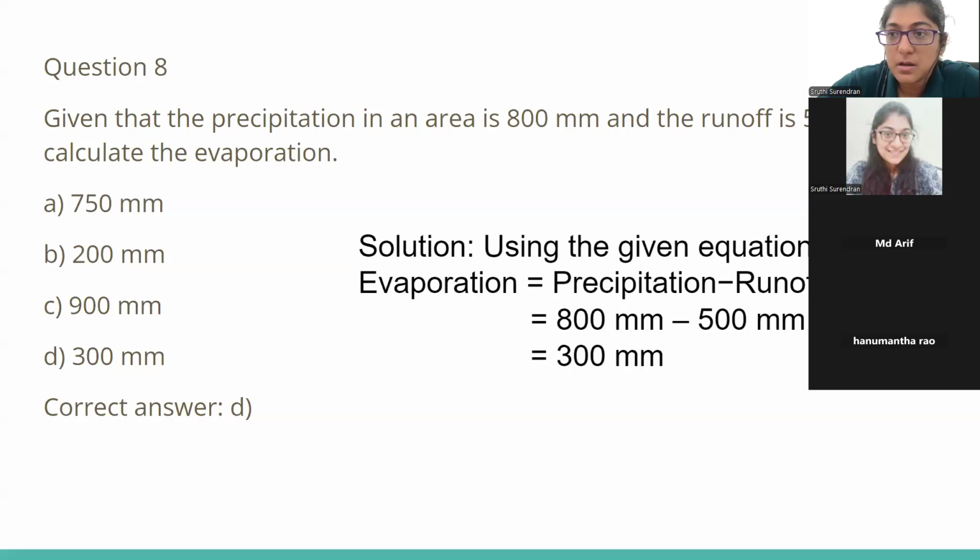So here again, evaporation is the precipitation minus runoff. Considering there's no other component that is given, we just find the difference between 800 and 50 centimeter. Since 50 centimeter is given here, you have to convert it to mm. So it is 500 mm. So 300 mm is the correct answer.